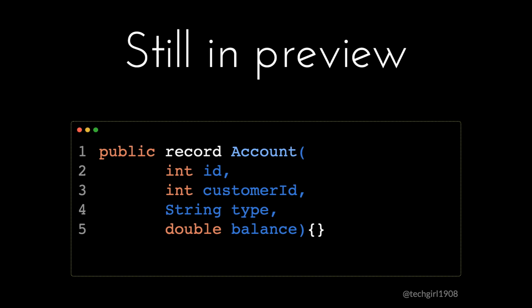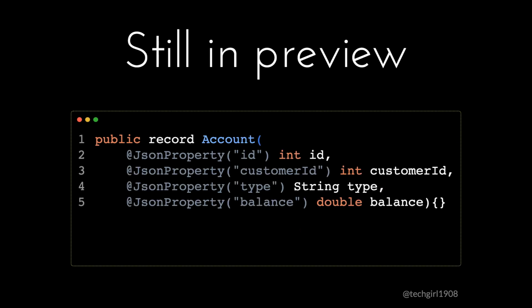Records were released as a preview feature in Java 14, which was released in March. And what this means is that it's not yet a permanent feature of the language. It's just available for us developers to play around with and offer feedback. And based on that feedback, the implementation can change. So don't use these in production code just yet. It also means that support from external libraries may not be available just yet.